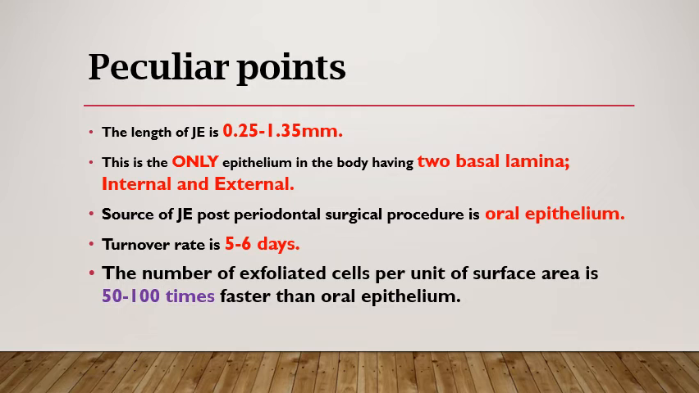Coming to the peculiar points, these are the viva questions or MCQ questions. The length of junctional epithelium is 0.25 to 1.35 mm. This is the only epithelium in the body having two basal laminae, that is internal towards the tooth and external towards the connective tissue. The source of junctional epithelium post periodontal surgical procedure is oral epithelium. Turnover rate is 5 to 6 days. I have already explained, this is 50 to 100 times faster than the oral epithelium.